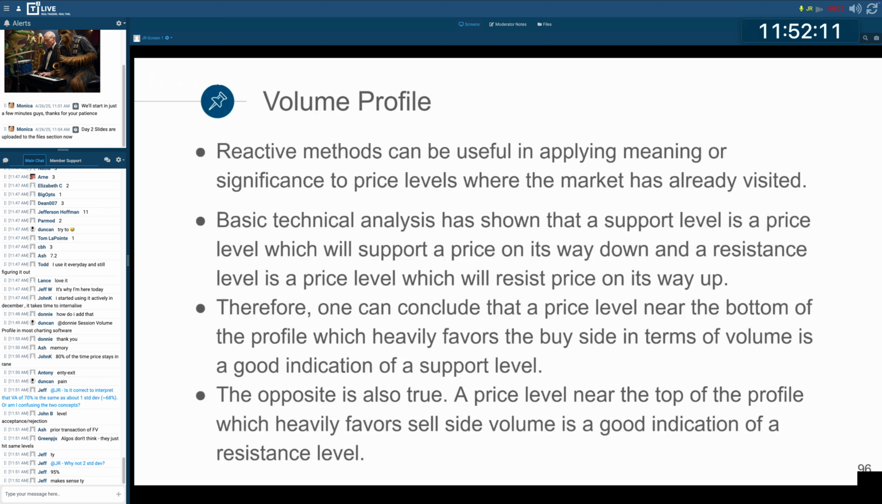So you're looking at support and resistance levels, which are not always the same as demand and supply levels, right? What's the difference between a demand level and a support level? Anybody? All demand levels are support levels. All support levels are not demand zones, right? What is the difference? Anybody?